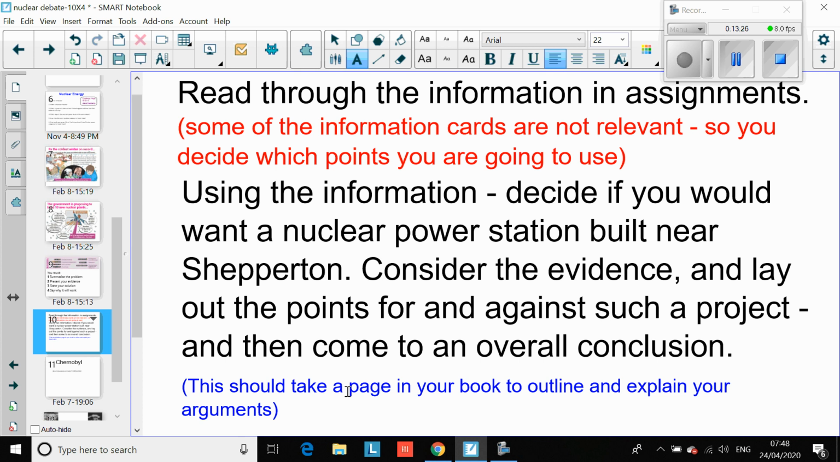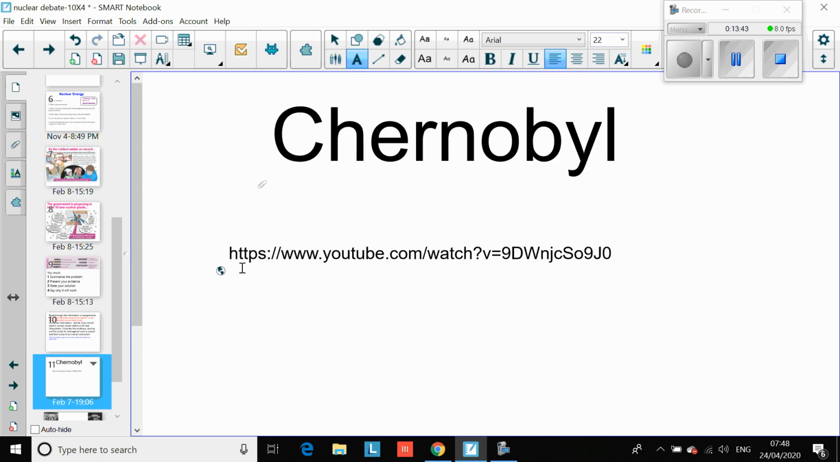Once you've looked through all the cards and then written your page, that will probably take you most of this lesson, probably about 40 minutes or so, in order to do that properly. Then there is one last slide I would like you to watch, which has a video link to what happens when it goes wrong. Some of you might be familiar with this place, Chernobyl. This is what happens when nuclear power goes wrong, and I will put this link next to the link of this tutorial, but probably not a good idea to watch this until the end.